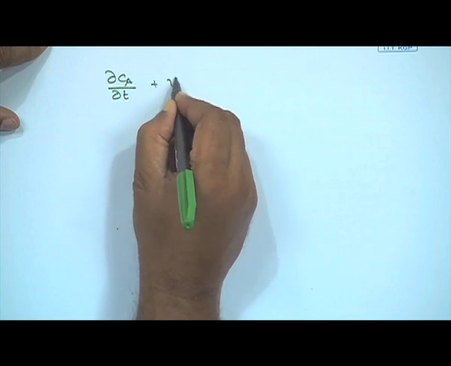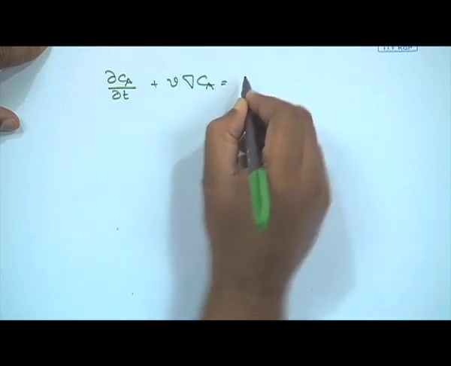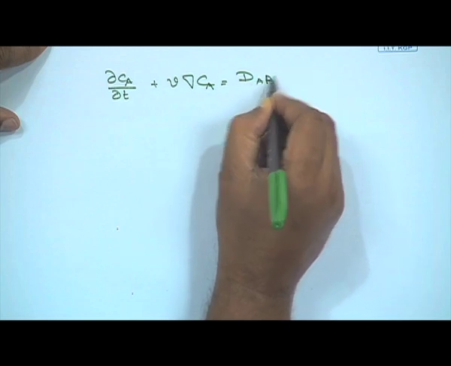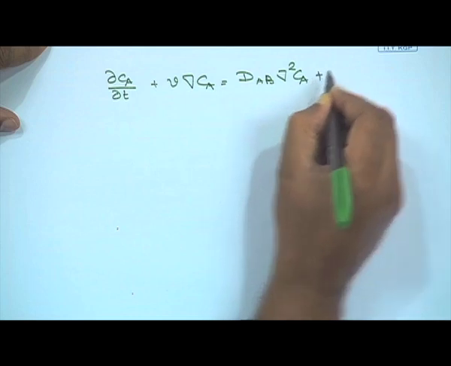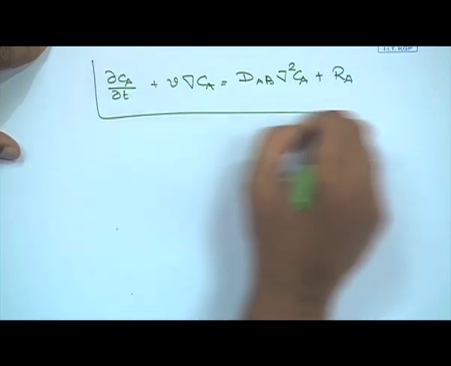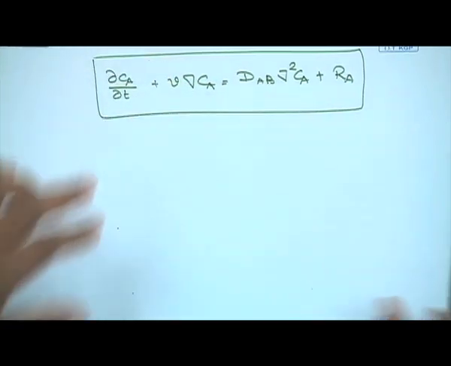T plus V times del Ca is equal to DAB del square Ca plus a reaction term, when everything is in terms of moles. This equation can be found in its Cartesian, cylindrical and spherical coordinate forms. So you choose the equation and its form and cancel the terms which are irrelevant. What you get is your governing equation.